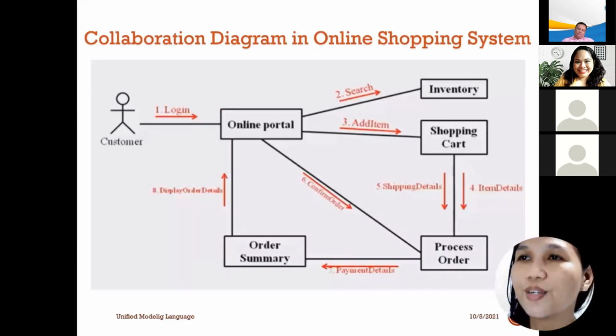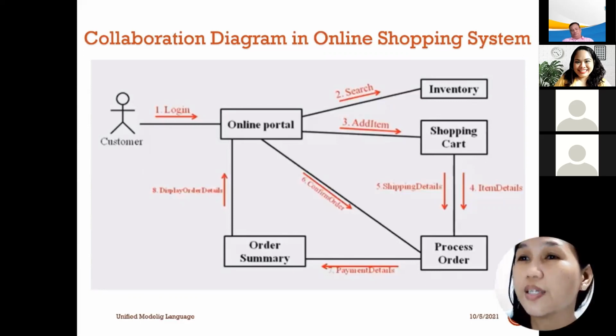Again, this is a collaboration diagram of an online shopping system. A certain customer will log into an online portal. It will search and check the inventory. If it's available, then it will add the item and put it in the shopping cart, process the order, and then the payment details.